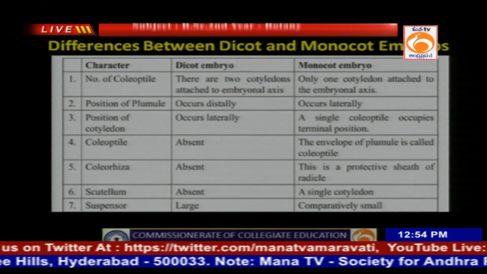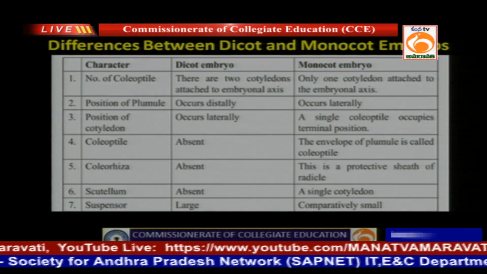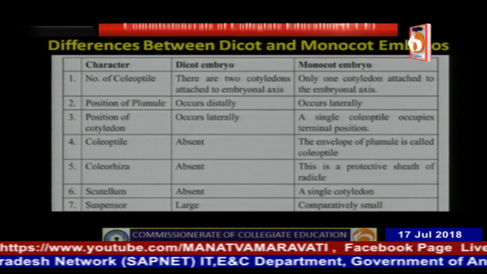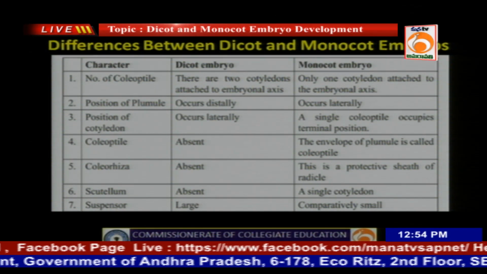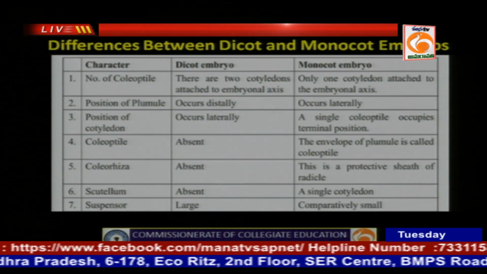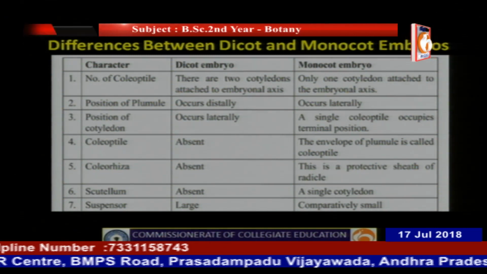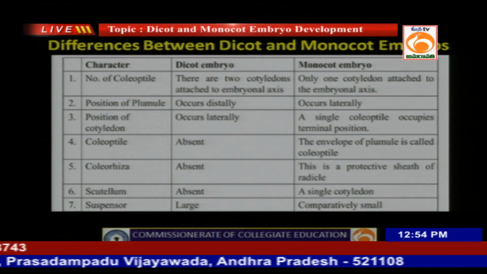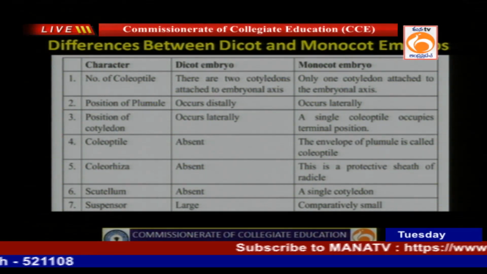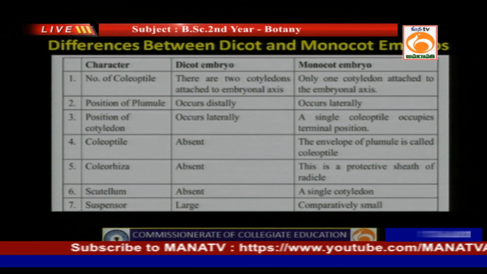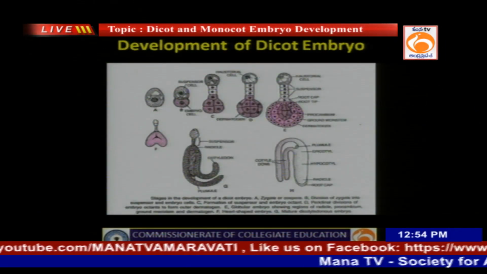Even the position of the cotyledons, in the dicots you can observe laterally. In the case of Cucurbita or Tamarindus, you are observing the cotyledons emerging laterally. Whereas in the case of the monocot embryo, that is in the case of the cereals, you can directly watch the cotyledon arising laterally from the radicle, and the structures like coleoptile and coleorhiza are absent in the dicots, whereas they are present in the monocots. Even the suspensor is very large in the dicot and small in the monocots.